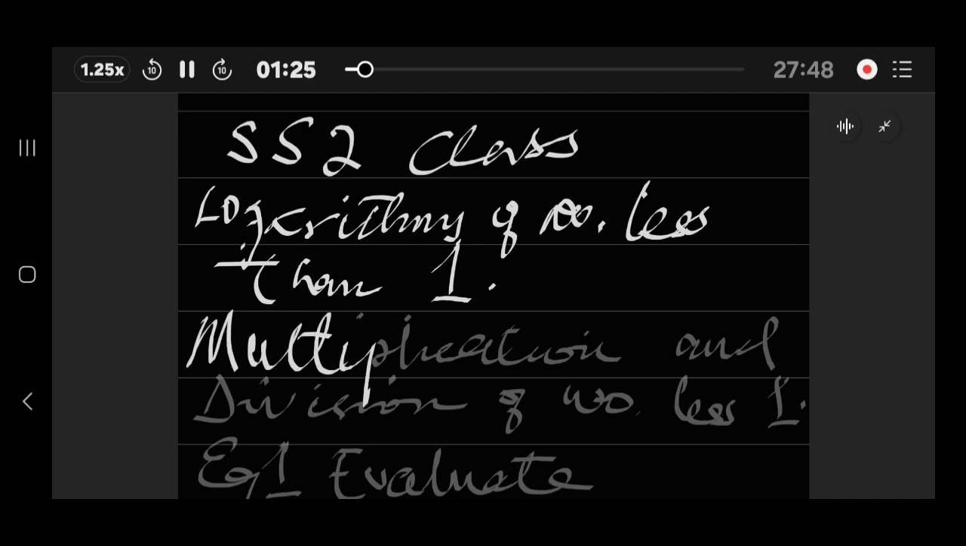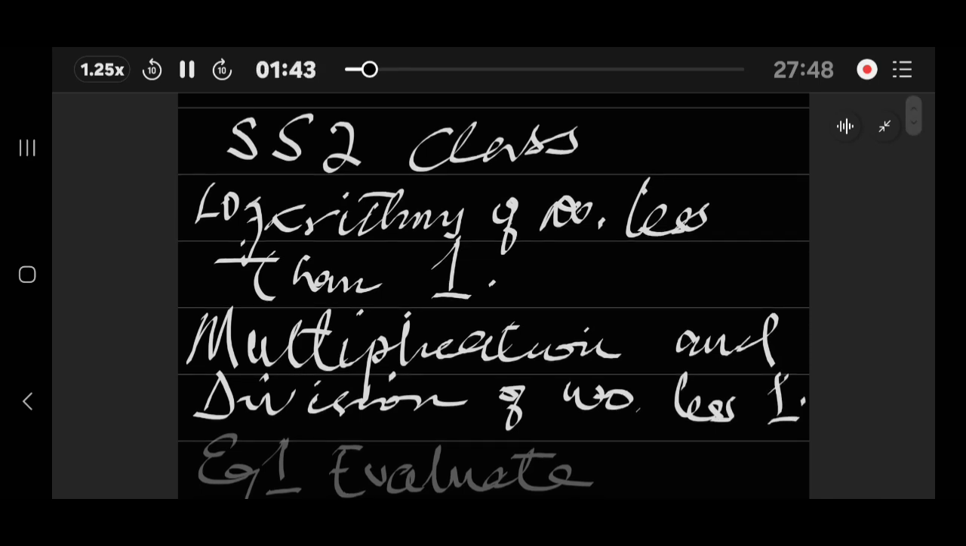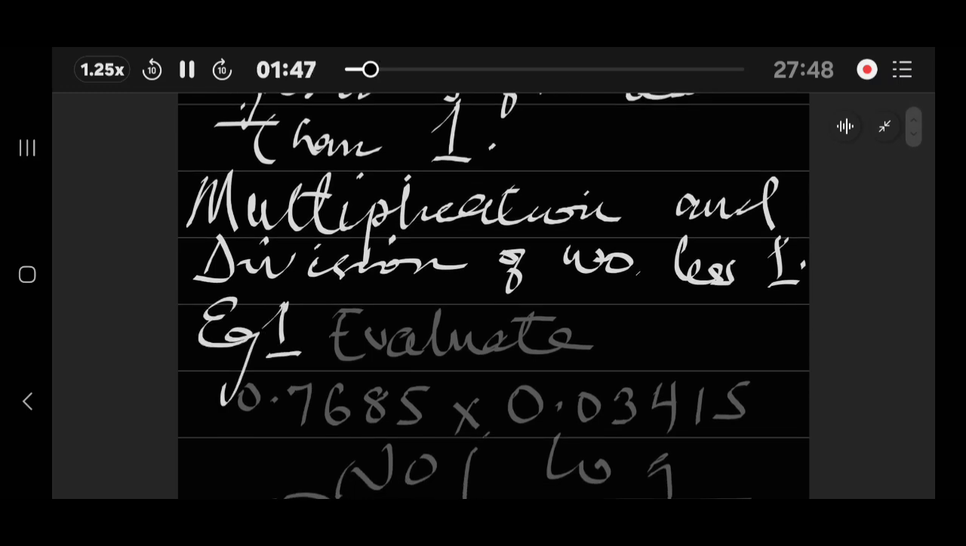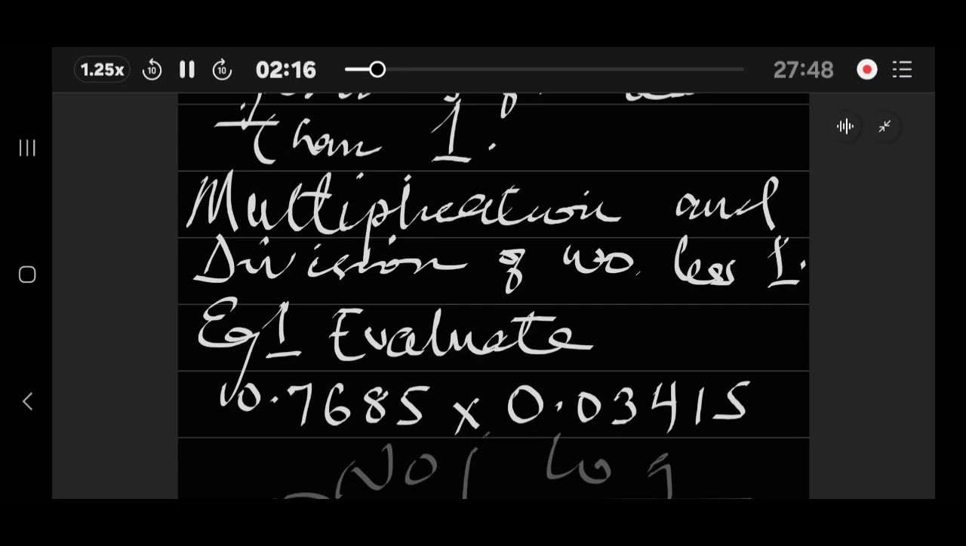Multiplication and division of numbers less than 1. Let's solve 2 examples. Example 1. Evaluate 0.7685 times 0.03415. We are to evaluate these numbers.